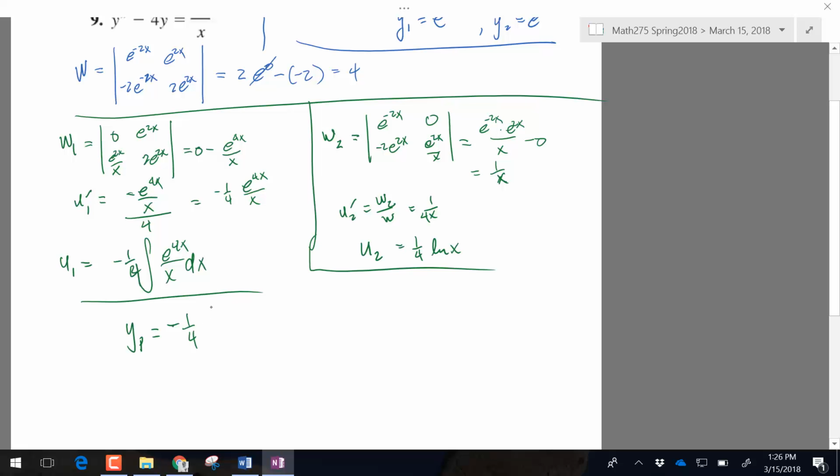Negative 1/4 times the integral from, I don't want to say 0, so I'll just say some value to some x. And this is e to the 4. And I'm going to change the variable because the variable x is now going to be the top limit. So this is u sub 1, and then y sub 1 was e to the negative 2x. And then plus u sub 2, 1/4 ln x times e to the positive 2x. And then when we find the general solution, we'll just tack these on to the y1 and y2. So let's see.